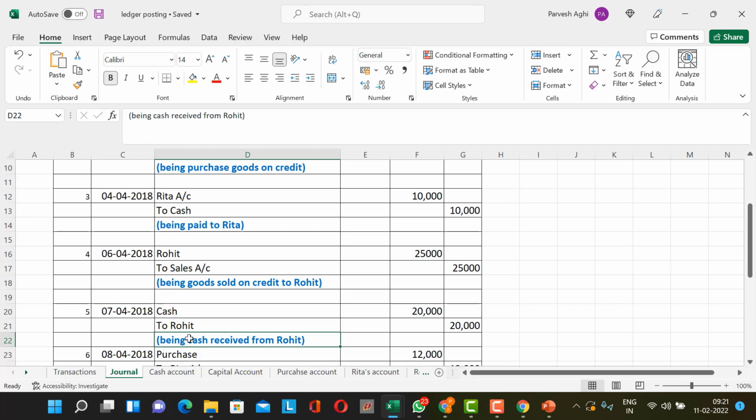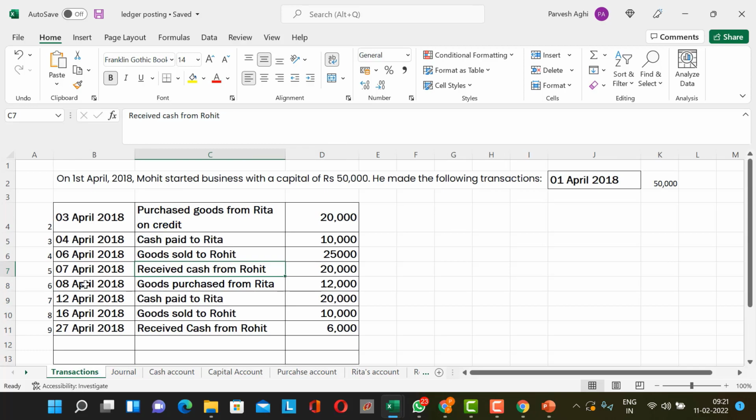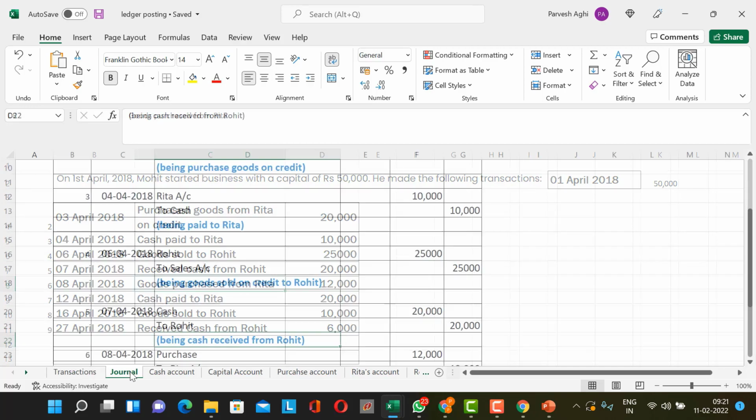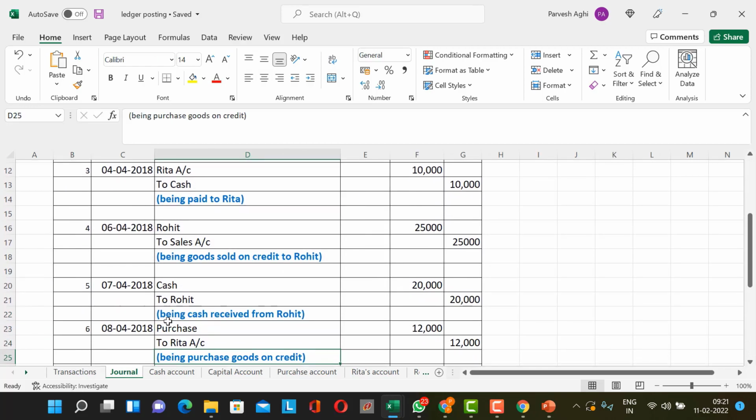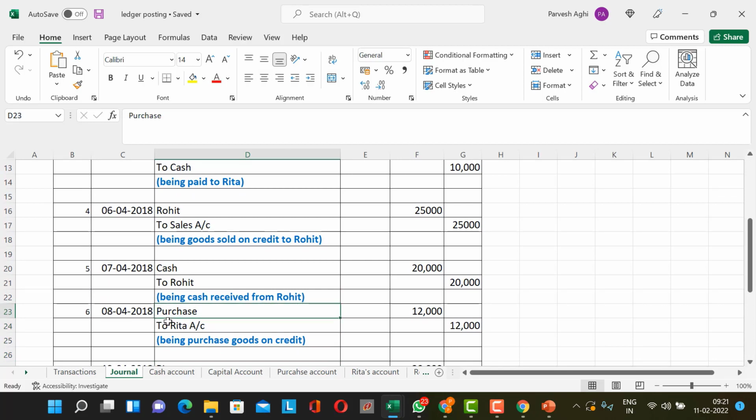Yes, sir. Okay, fine. So then we go to the sixth transaction: goods purchased from Rita, 12,000 rupees. So we have again purchased goods from Rita, and this is transaction number 6. The purchase account is debited because it is going to be our expense. It's a nominal account, and credit the giver, the person who gave the goods. So we are crediting her account with 12,000 on 8th of April 2018.